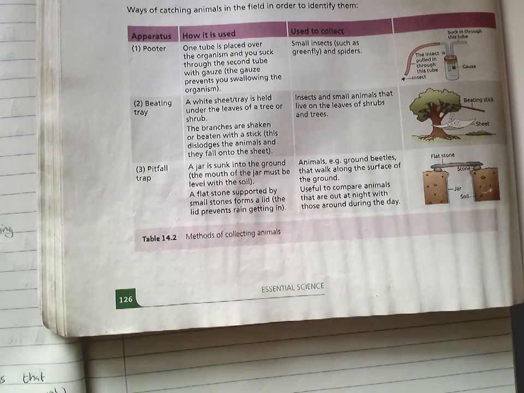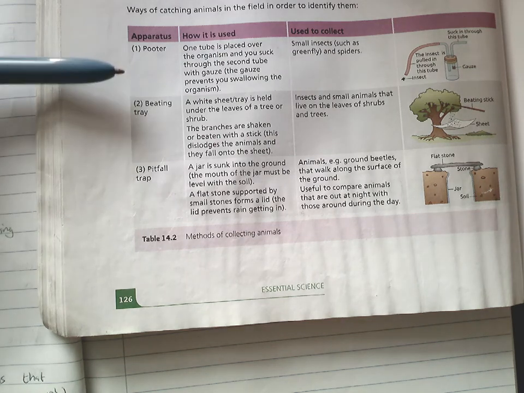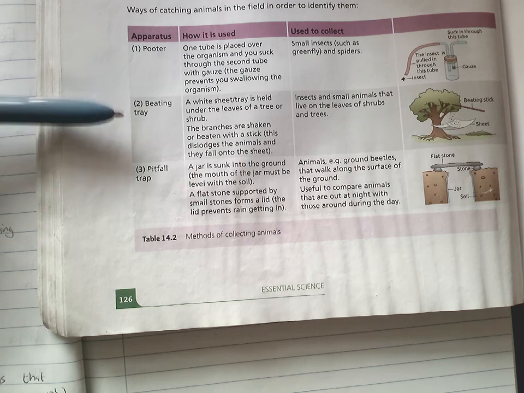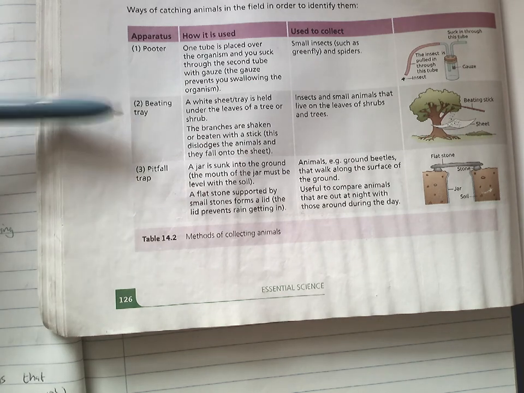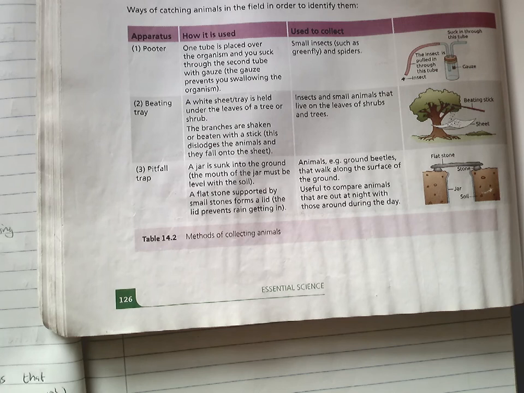So again, these are three methods that you can use to capture consumers within the habitat. So these are the three common ways that you can go about collecting consumers within a habitat.